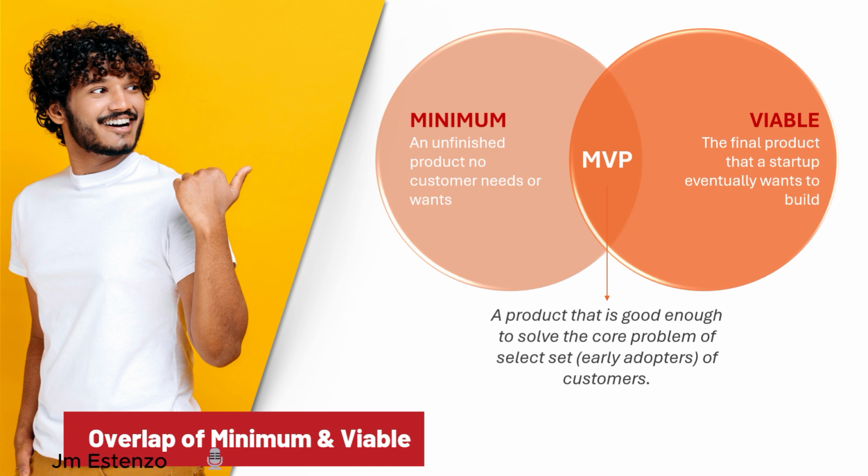As the graphic clearly states, the MVP is a product that is good enough to solve the core problem of a select set of customers or early adopters. It's the smallest set of features that delivers maximum value to the customer right now. It must be viable enough to be built quickly so we can learn from real users. The MVP is not the minimum product, it's the maximum learning with the minimum effort. It allows us to prove our core business hypothesis before we invest the time and money required to build a full final viable product.